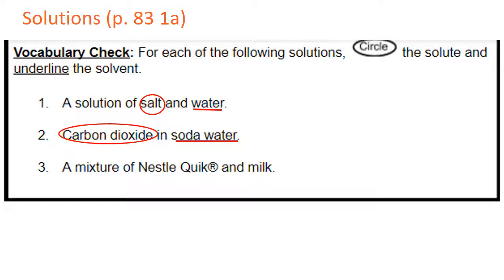And lastly, we have Nestle Quick. It's a milkshake mix, and that is dissolving in milk. So Quick is the solute, and the milk is the solvent in this case.